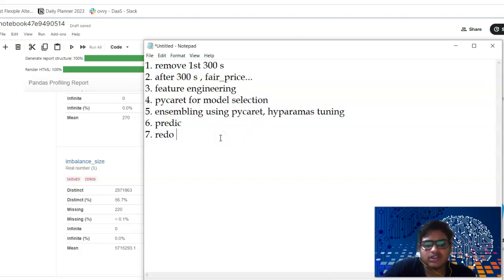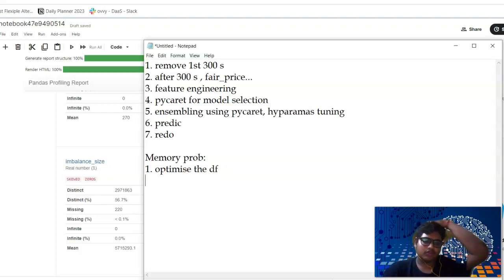Another thing I have noticed is memory. There will be a huge memory problem, so we can optimize the dataset. Optimizing the dataset means we will convert the data types of all the fields, which will improve memory utilization. We will use the garbage collector, and this will improve the memory structure.